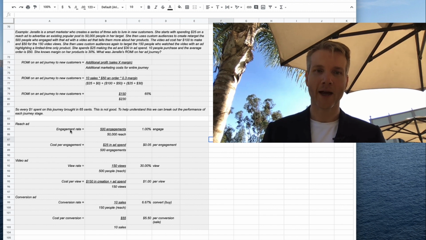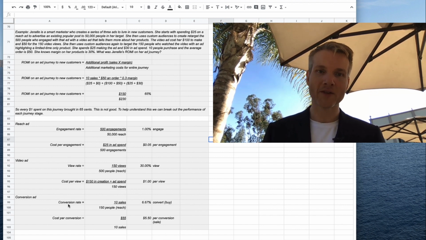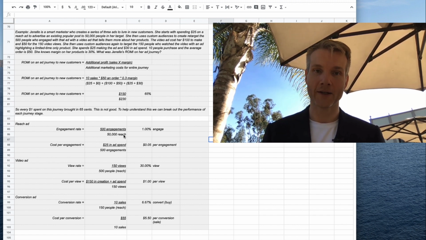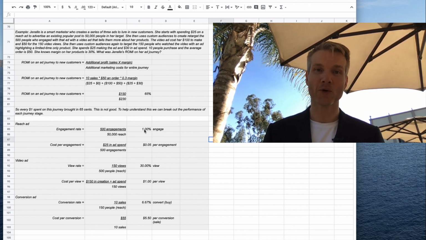She can go through and calculate an engagement rate, a view rate, and a conversion rate for each of these 3 different ads. We're basically looking at the outcome divided by how many people actually saw that particular ad. So here we have 500 engagements divided by 50,000 people who saw it, and this is going to give her an engagement rate for this ad.